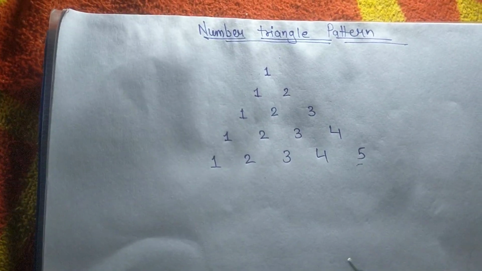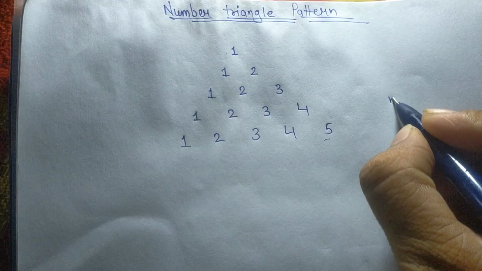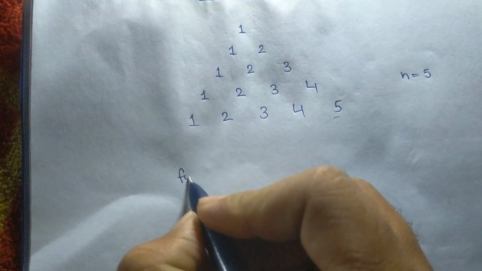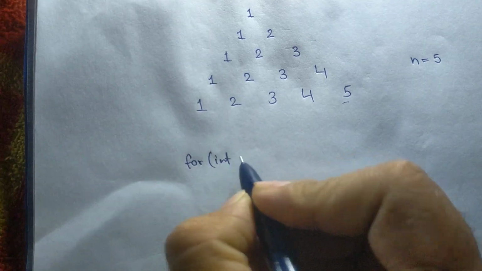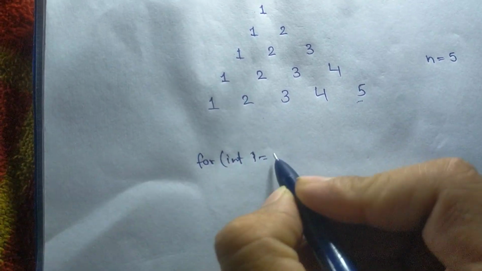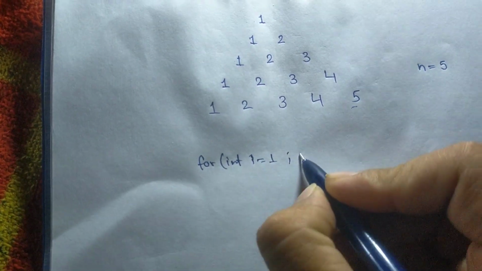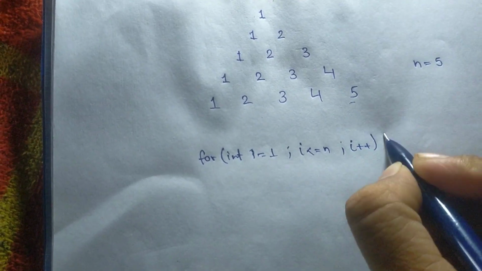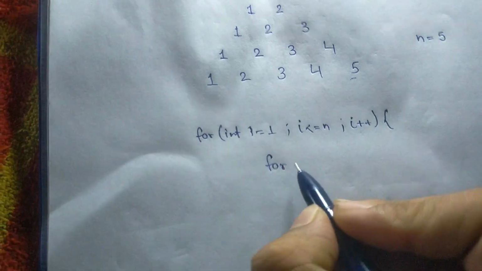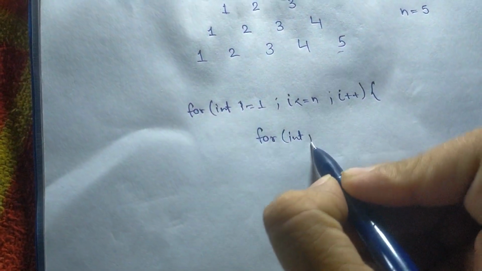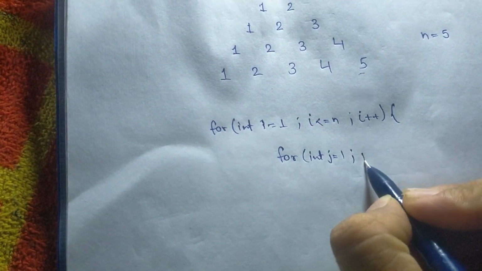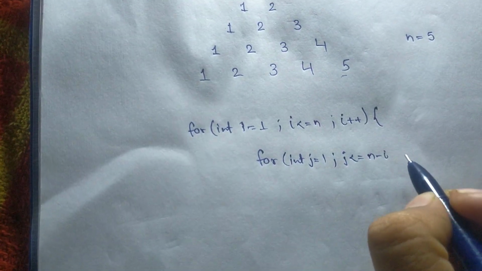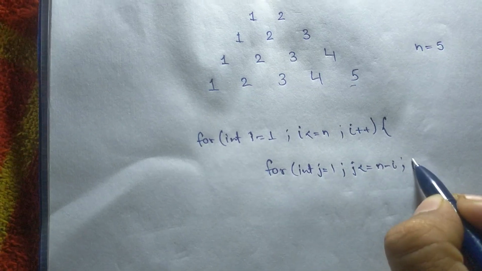Okay, so what do we do for that? First of all, we are taking n as an input from the user. After that, first of all we make our outer loop: int i equals 1, i less than or equal to n, i plus plus. After that, for int j equals 1, j less than or equal to n minus i, it is for a space, j plus plus.